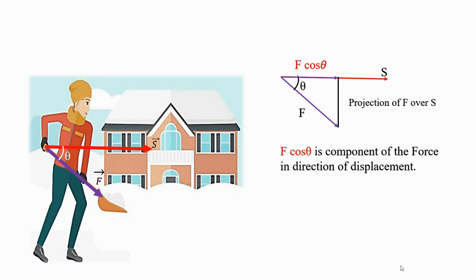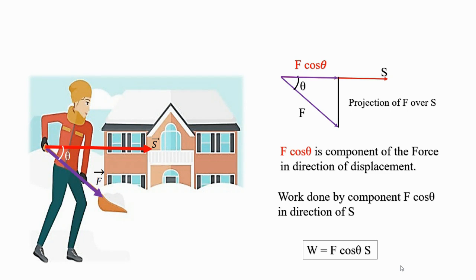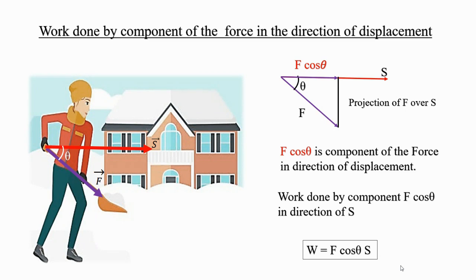F cos theta is the component of the force in the direction of displacement. Now, the component of the force and displacement both are in same direction. Therefore, we can use the work formula over here. Work done by the component F cos theta in the direction of a displacement is given as W equal to F cos theta into S. This is the work done by the component of the force in the direction of displacement.